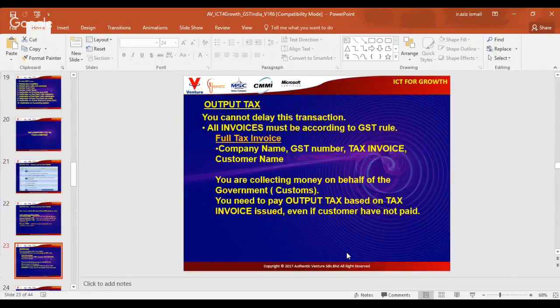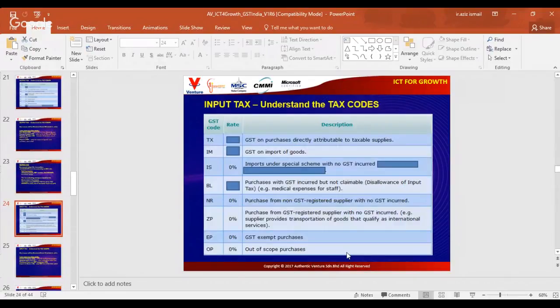And for the output tax, all the invoices must be according to GST rules. So when you issue invoice, make sure that your invoice has all the information required by the GST rule. And remember, you are collecting money on behalf of the government, so you actually need to pay it to the government.